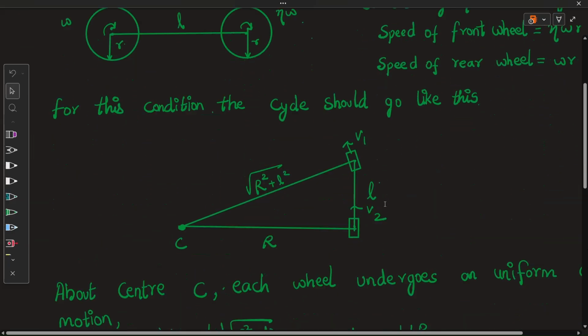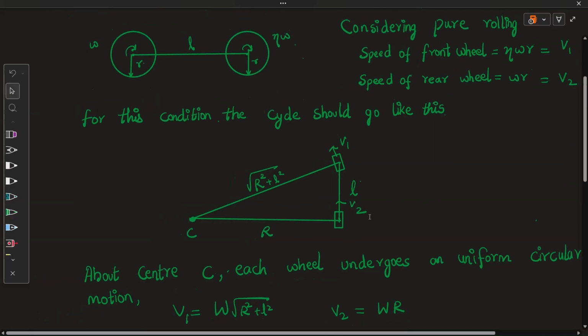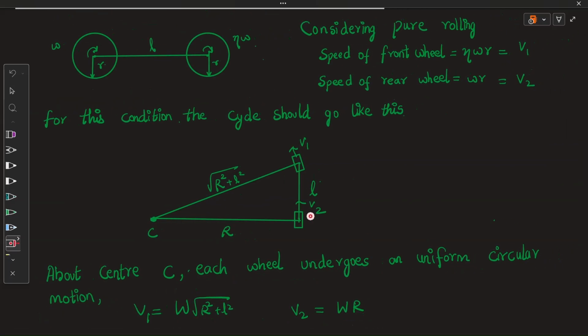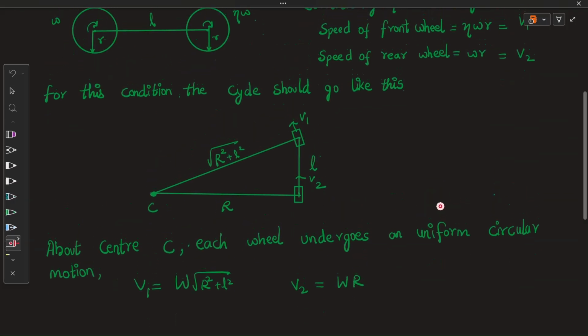Okay, and it's a uniform circular motion, right? About this particular center, both this wheel as well as this wheel go in uniform circular motion, correct? The distance between them is L, and I am assuming this is R, so automatically this is perpendicular, right? Anyway, this is the tangent. The radius vector and tangent are perpendicular, so this is of course perpendicular. By Pythagoras theorem I get under root R square plus L square. So about the center C, each wheel undergoes uniform circular motion.